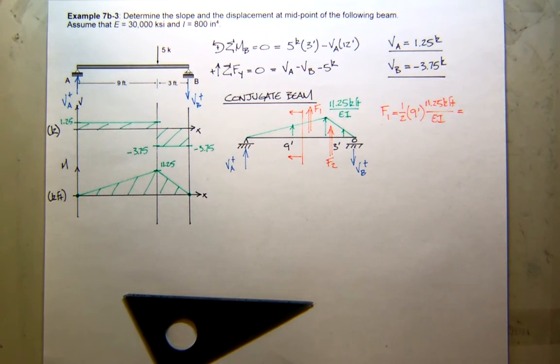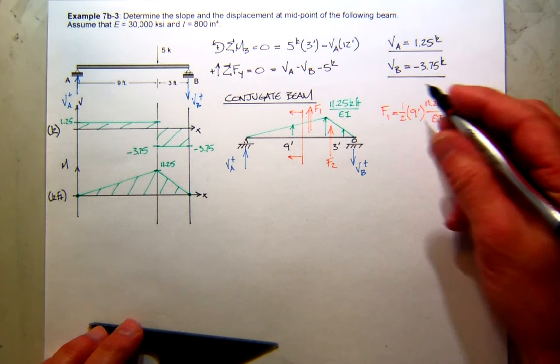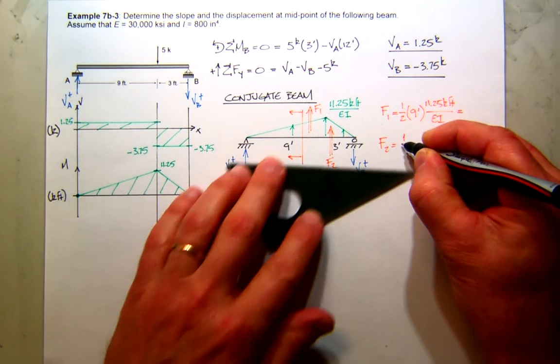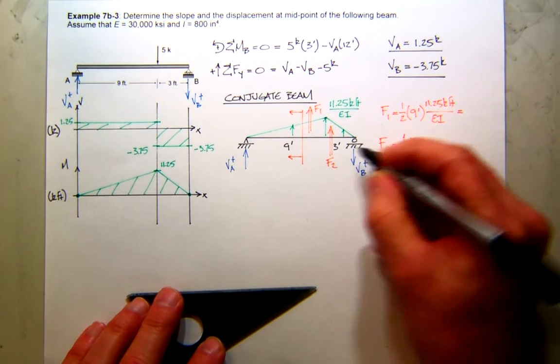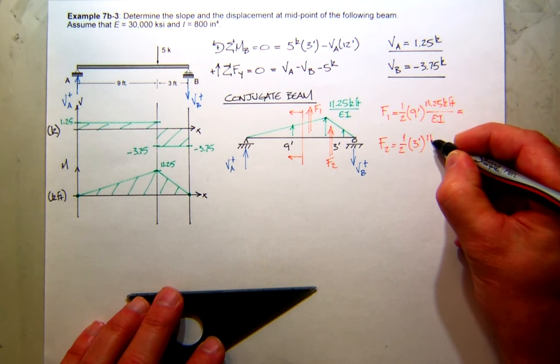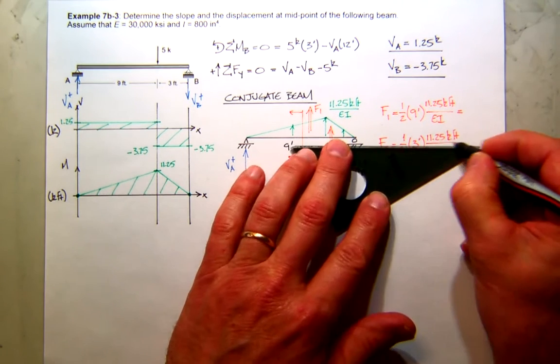What's that going to be? That's probably going to be an odd number. Somebody's going to have to help me with that. While you're computing that one, I'll go ahead and calculate F2, which is going to be 1/2 the base, in this case, would be 3 feet. And again, the same height, 11.25 kip feet divided by EI.